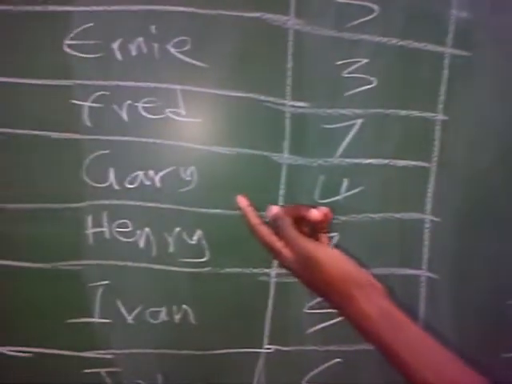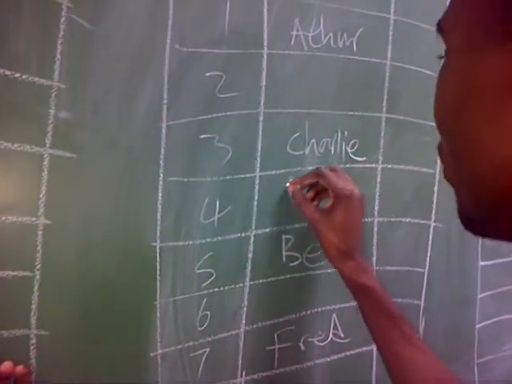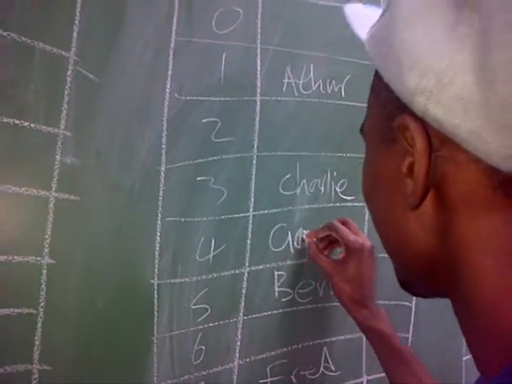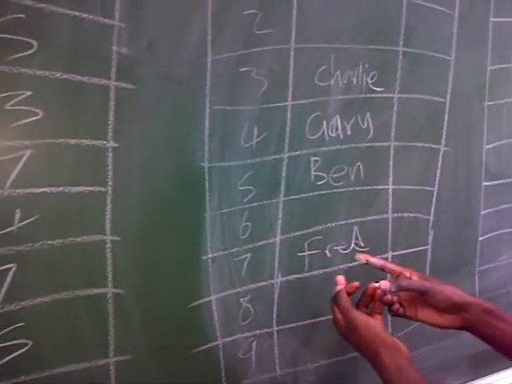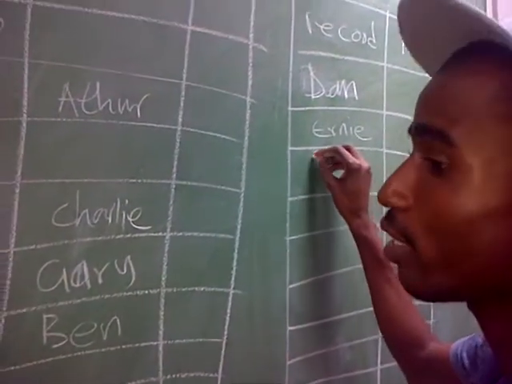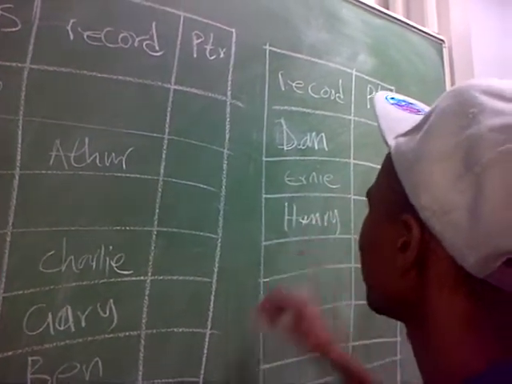Then we have Gary. Gary is on position 4. Position 4 is empty. Then our Gary comes here. Then we have Henry. Henry on 7. Position 7 is already occupied by Fred. Then we take Henry to the other file. Then Henry is here. My handwriting is bad, guys.